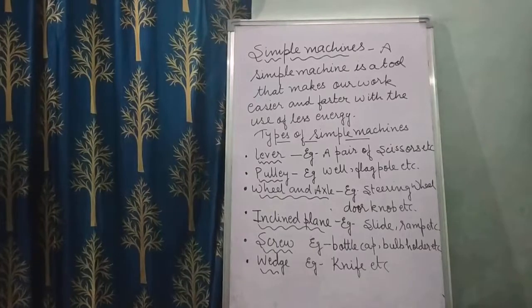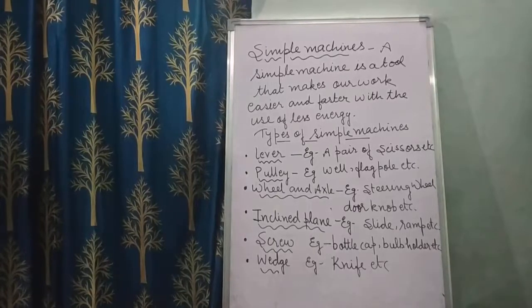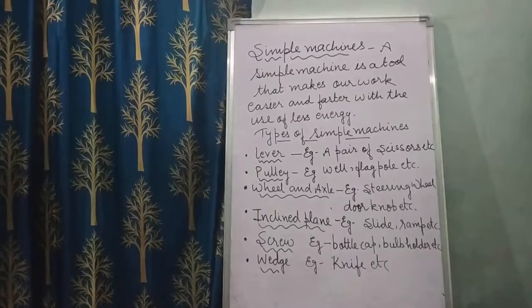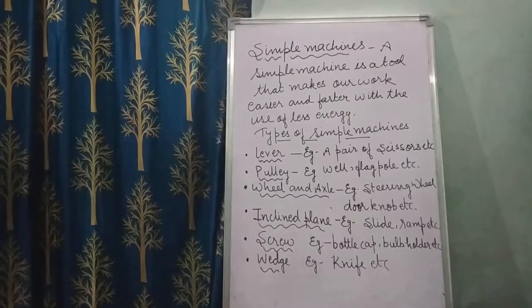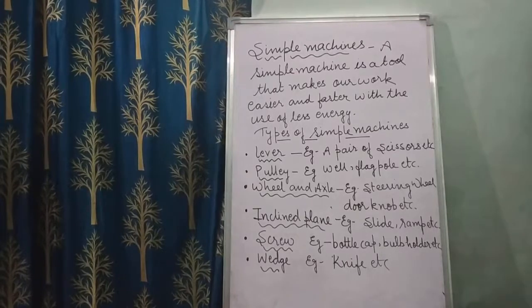Now moving to the fourth one, the inclined plane. Examples of the inclined plane are a slide and a ramp. Children, an inclined plane is a sloping surface, right? Have you seen a ramp and a slide?